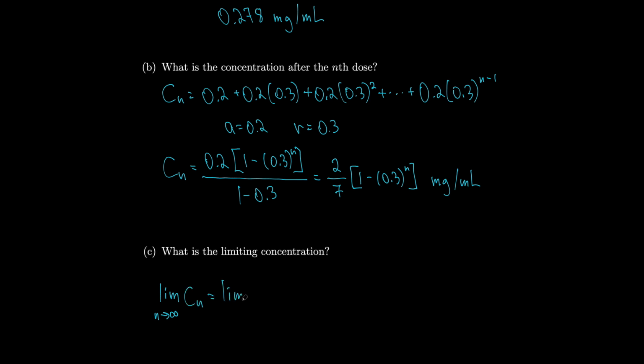So it's the limit of 2/7 times 1 minus 0.3 to the n, which is 2/7 times 1 minus 0, because 0.3 to the n goes to 0 because r is less than 1. So that's just 2/7.